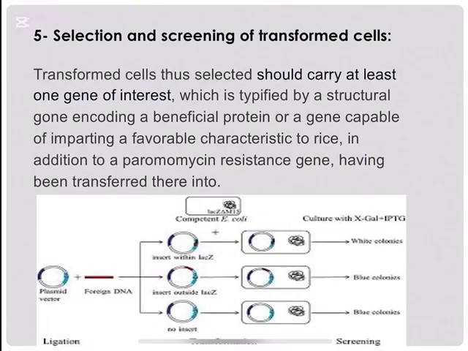And next to the fifth step, selection and screening of transformed cell. Transformed cells selected should carry at least one gene of interest, which is typified by a structural gene encoding a beneficial protein, or a gene capable of imparting a favorable characteristic to rice, in addition to a paromomycin resistant gene having been transferred thereinto.